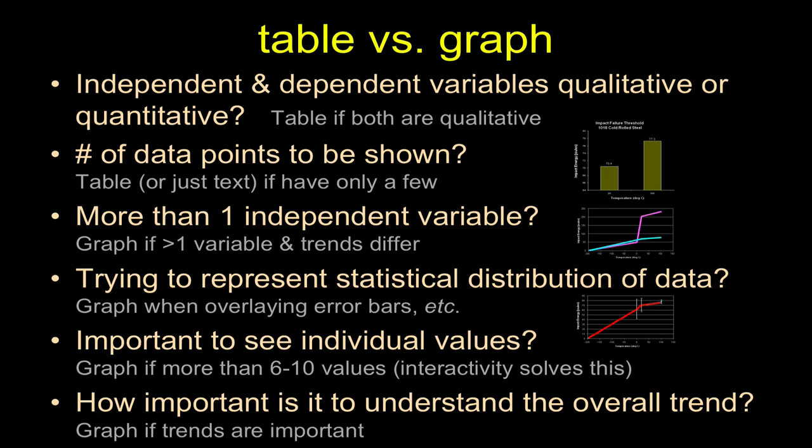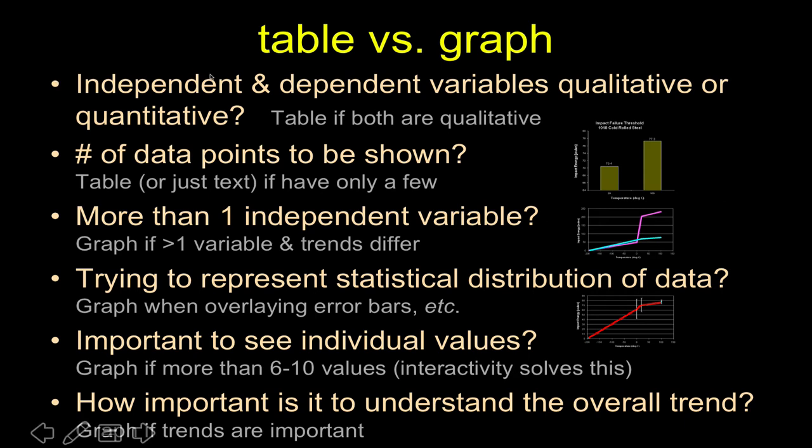Cool. So here are some common questions you guys have asked me over the years about tables versus graphs. So, okay, I have independent and dependent variables, and they're qualitative or quantitative. What should I do? Generally speaking, a table, no question, if they're both qualitative. So if it's a yes, no, if it's a bigger, smaller, and it's a poll question, a table is probably the way to go.